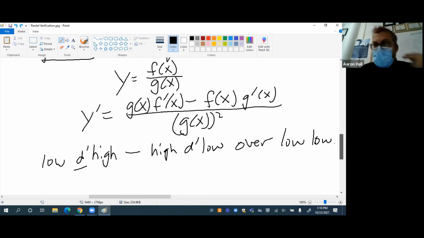Low d high minus high d low over low low. Everybody together. One more time. I feel like I lost you. One more time. Low d high minus high d low over low low. That's how we're going to memorize this.